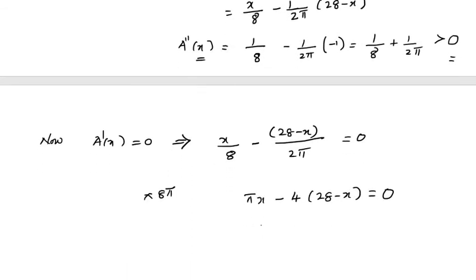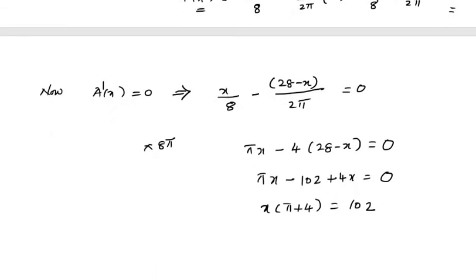From here what will you get? Pi x minus 28 minus 4x, 28, 56, 102 plus 4x, that is equal to 0. Pi x minus 102 plus 4x is equal to 0. From here, can I take x common? If I take x out, I will be getting pi plus 4, that is equal to 102. Therefore, x is equal to 102 by pi plus 4.